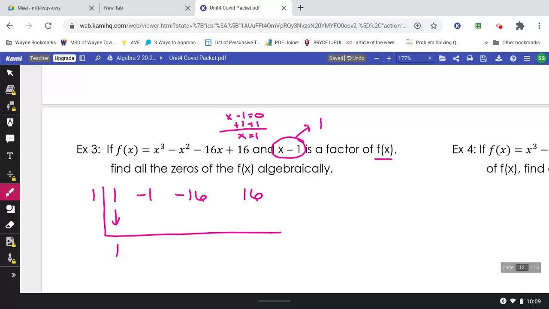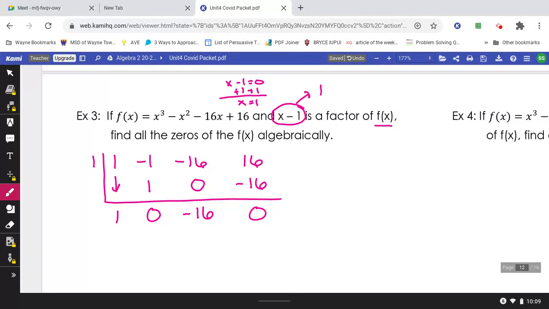Drop down the 1. And remember, you alternate between multiplying the outside and the bottom, and then adding on the inside. So multiply, add, multiply, which gets me 0, and add, multiply, and add. So again, I get that 0, which is what I wanted.